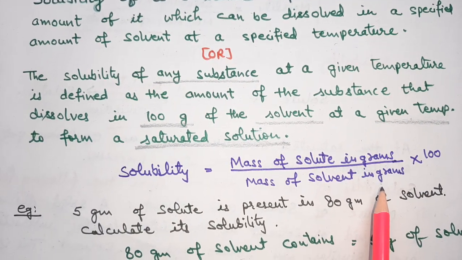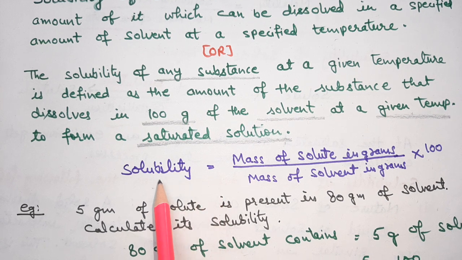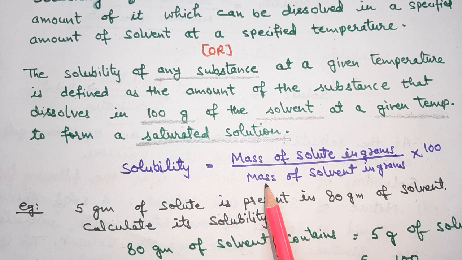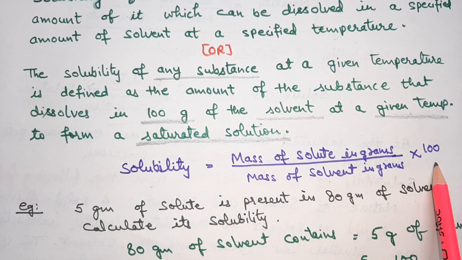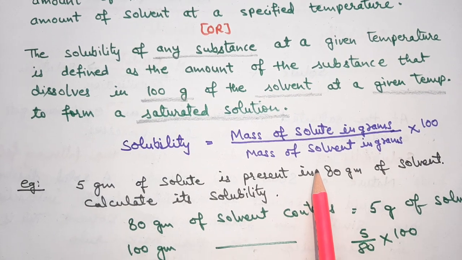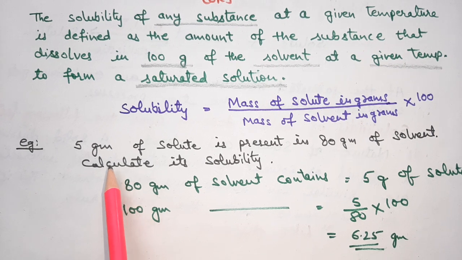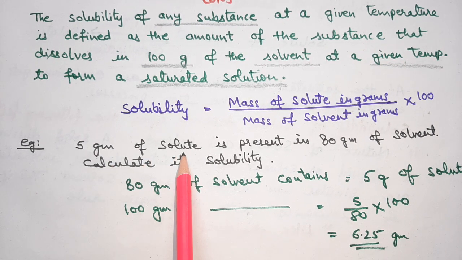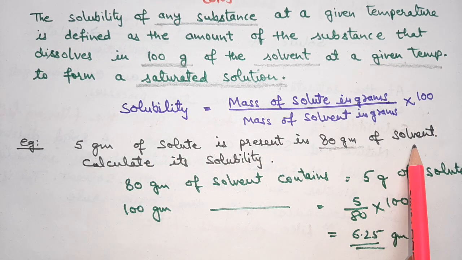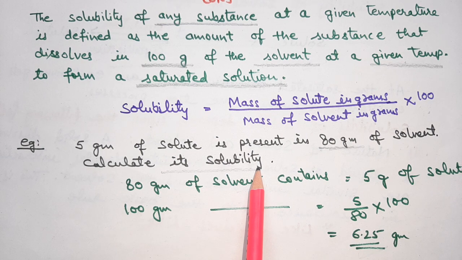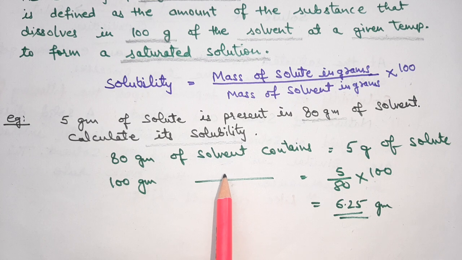By formula also we can describe it: solubility is the mass of the solute in grams divided by the mass of solvent in grams, multiplied by 100. Let us take an example to understand the solubility of a substance. Suppose 5 grams of a solute is present in 80 grams of the solvent, and we are supposed to calculate its solubility. How will we calculate it?